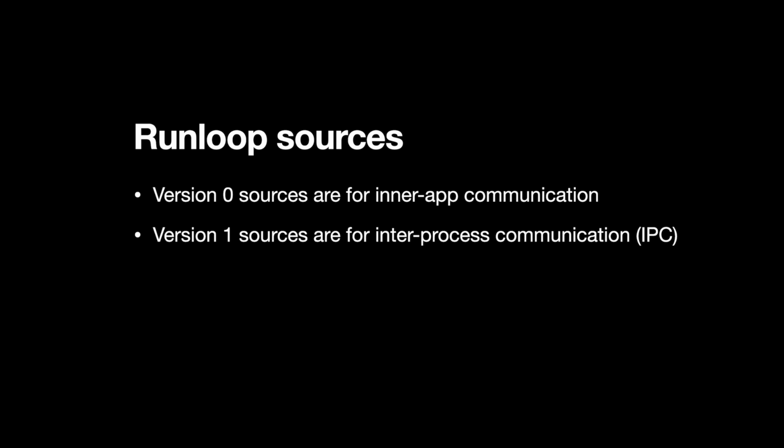As you probably noticed, there are two types of sources, source 0 and source 1. Not really a clear naming in terms of purpose, right? They are named so because the version field of the context structure that is used to configure the source is 0 or 1. But they serve different goals as well. Version 0 sources are for inner app communication, and version 1 sources are for inter-process communication.